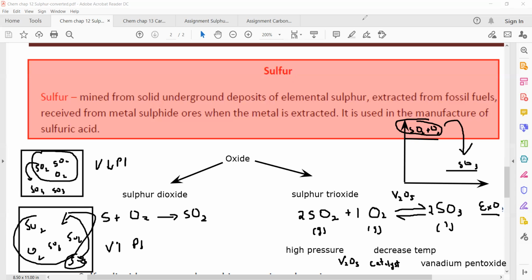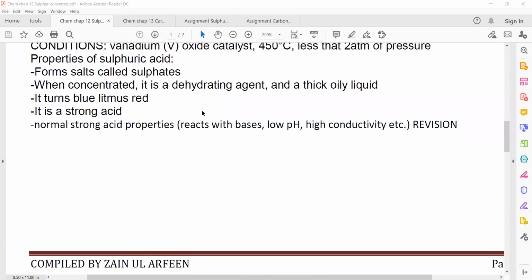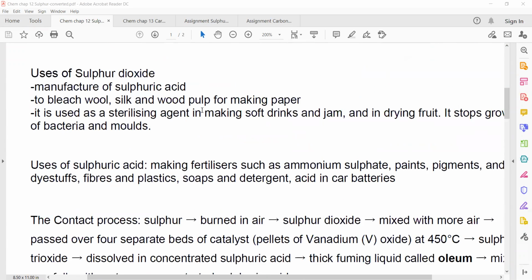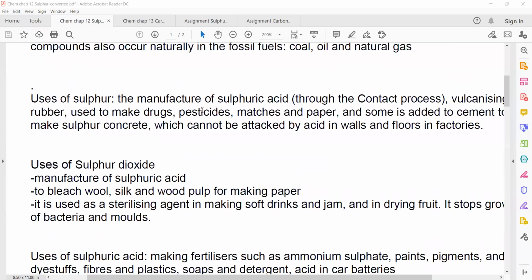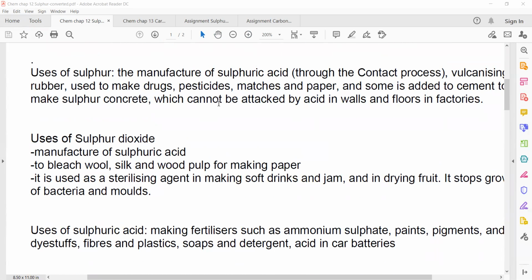Then you have to learn the uses. Finish writing this part: the two oxides of sulfur, sulfur dioxide and sulfur trioxide. Then you have to learn the uses of sulfur dioxide.